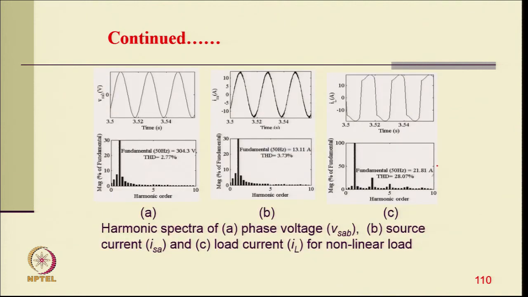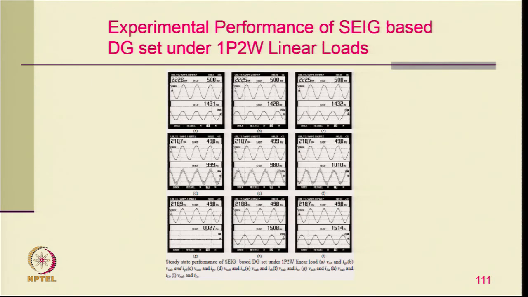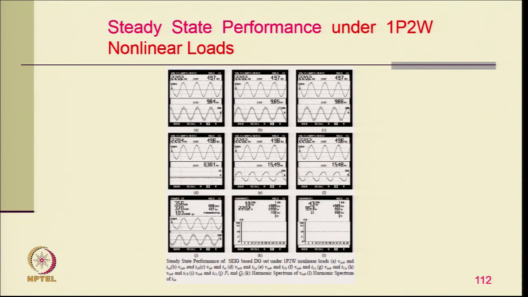Here the THD of the load current is 28%, but the THD of the generator current is 3.73%, and the voltage THD is only 2.77%. These are the typical experimental results. You can see the generator currents are balanced and sinusoidal, and the voltage is also regulated, as you can see. These are the STATCOM currents, which are also unbalanced to provide compensation.